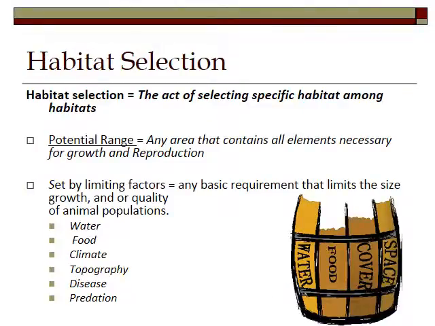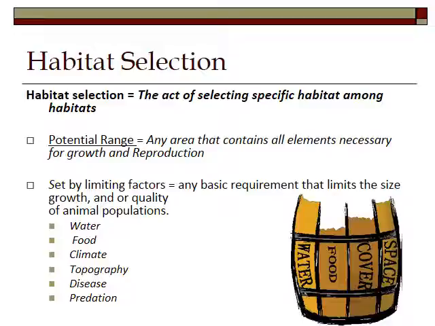This term habitat selection, I've been throwing it out fairly loosely, but what I mean by habitat selection is the act of selecting a very specific habitat among all the habitats that are available. Potential range is the area that contains all the elements necessary for growth and reproduction. So the potential range of an animal is anywhere in its accessible area, like in North America, in which the animal would be able to survive and reproduce. That's potential range. That is set by limiting factors.